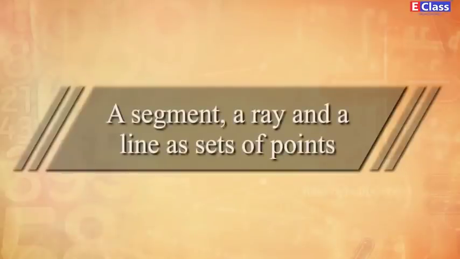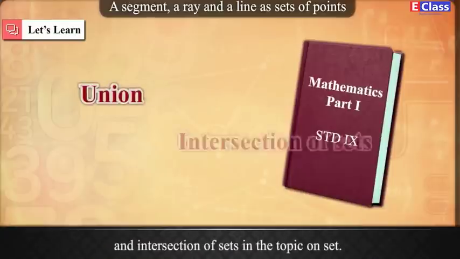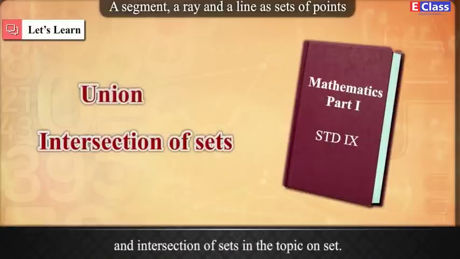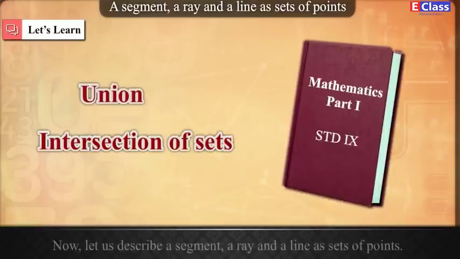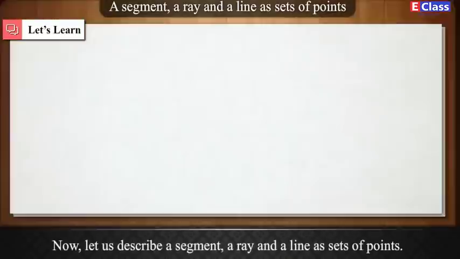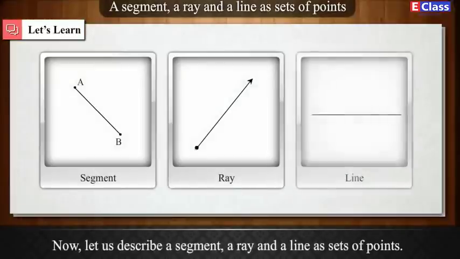A segment, a ray and a line as sets of points. Let's learn. In the book Mathematics Part 1 for Standard 9, we have learnt union and intersections of sets in the topic on set. Now, let us describe a segment, a ray and a line as sets of points.